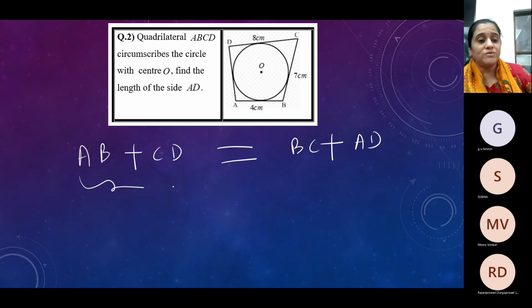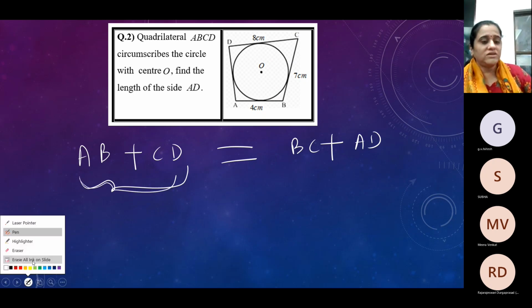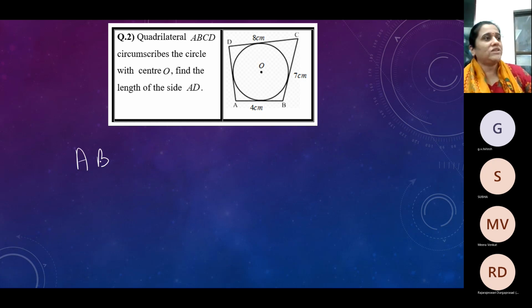The sum of the opposite sides. These are the opposite sides. So see here, AB, look at the screen. AB and CD are opposite sides.